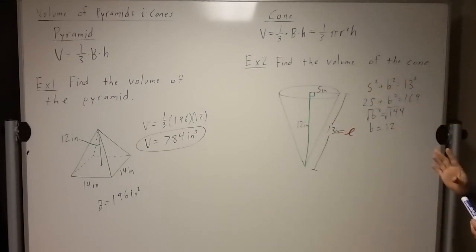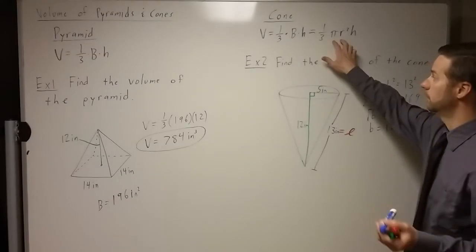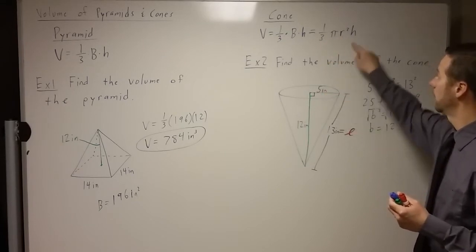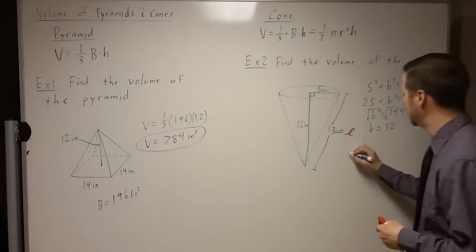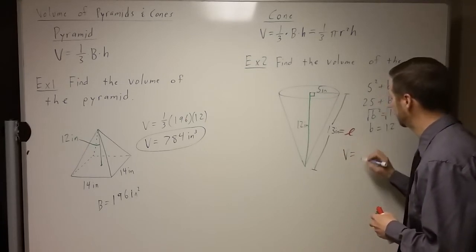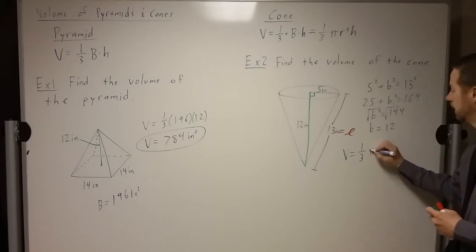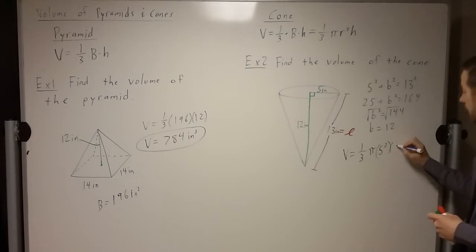So now I've got everything I need, because I could just replace area of the base with pi r squared. So r is 5. The height, not the slant height, the height is 12. And so to find the volume of this thing, it's going to be 1/3 times pi times radius squared, so that's 5 squared, times the height, so times 12.